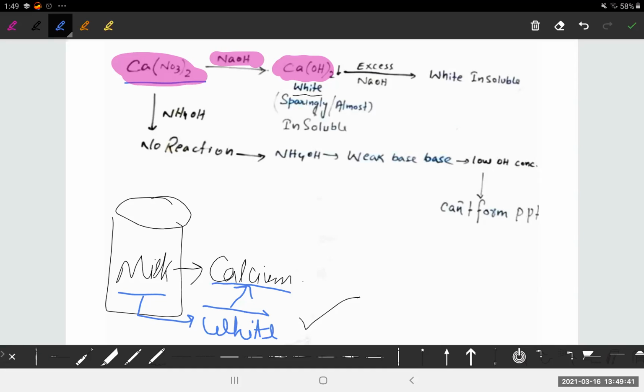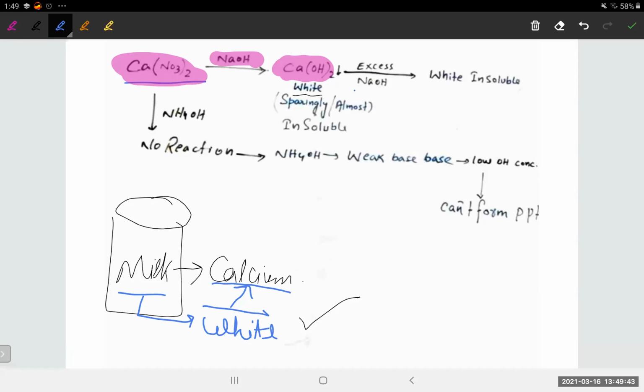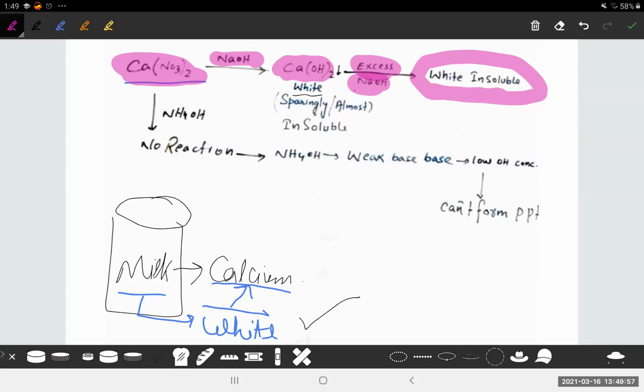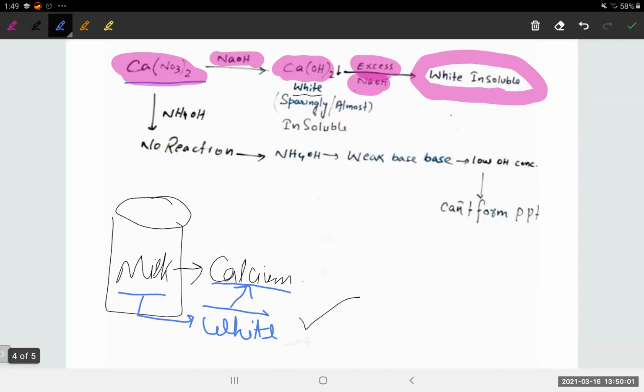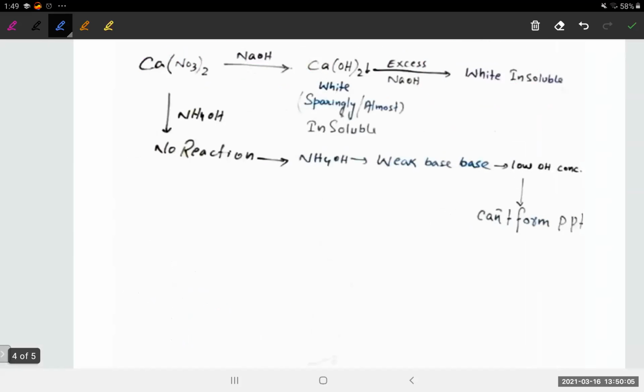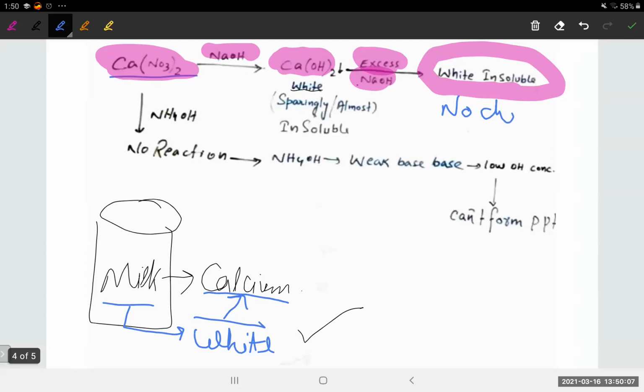Next we move on to excess of NaOH. Just now we are not talking about NH4OH because nothing takes place, no reaction takes place. See, NH4OH excess, if we do, what happens? White insoluble thing we get. That means what we are getting? We are getting the same thing, no change.